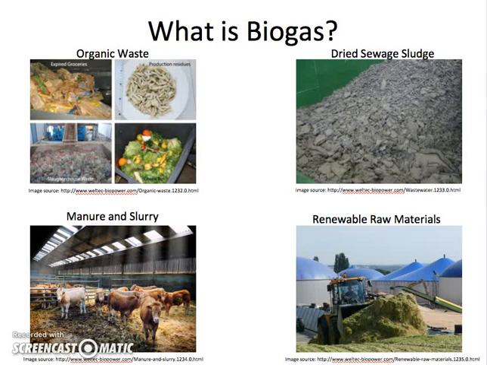You can use manure and slurry, which is watered down manure, from livestock, including cows, pigs, and chicken, and also renewable raw materials. These materials will be location sensitive depending on the crop from the local areas. Maize, sugarcane, and beets are a couple of examples.